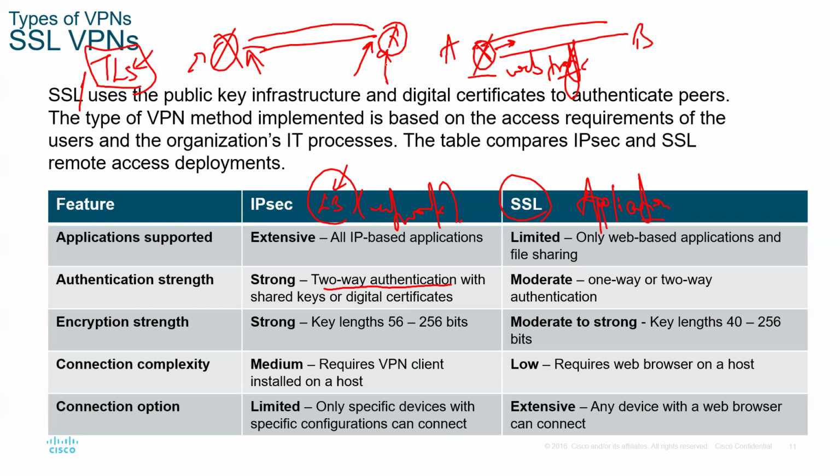So I think we can conclude IPsec is more suited for site-to-site VPNs, whilst SSL is more suited for remote access. So if it's remote access, I use SSL. If it's site-to-site VPN, I use IPsec.